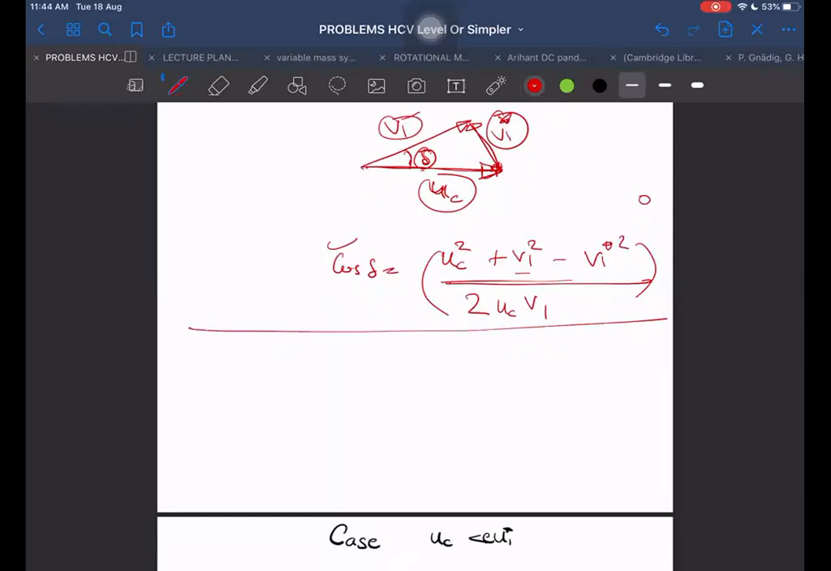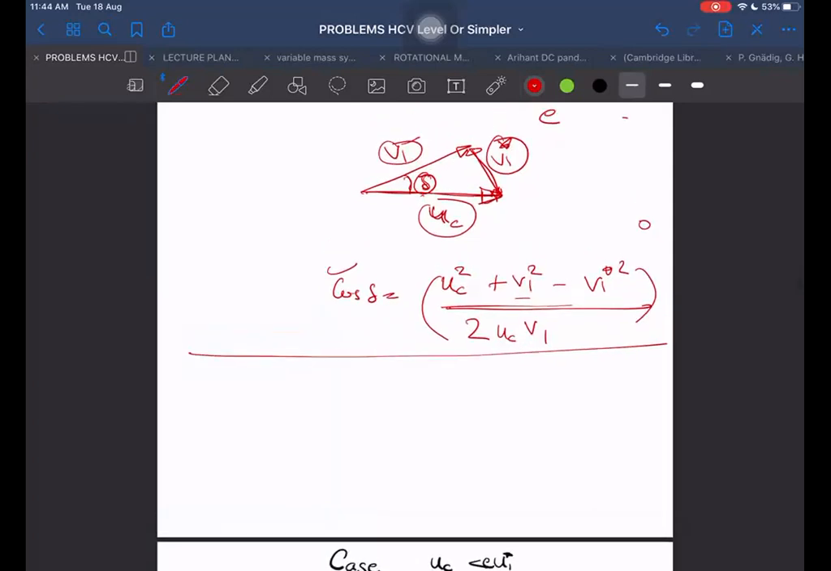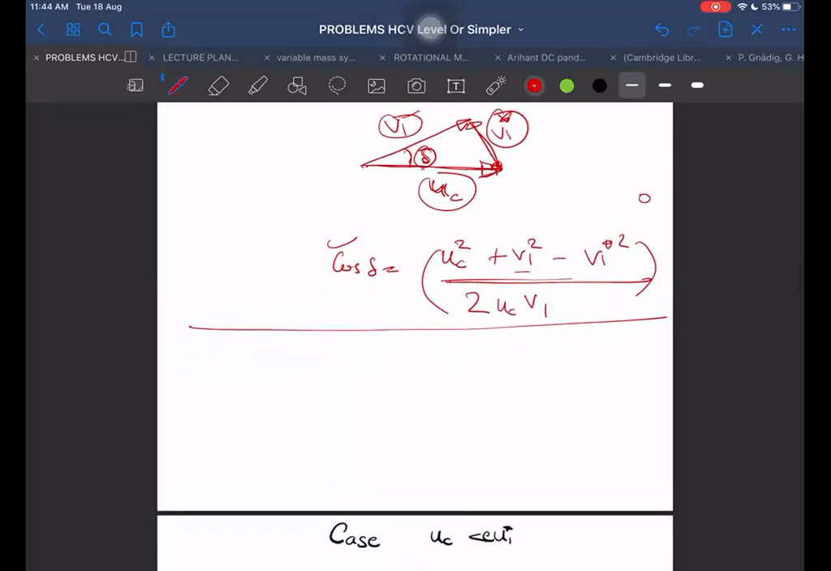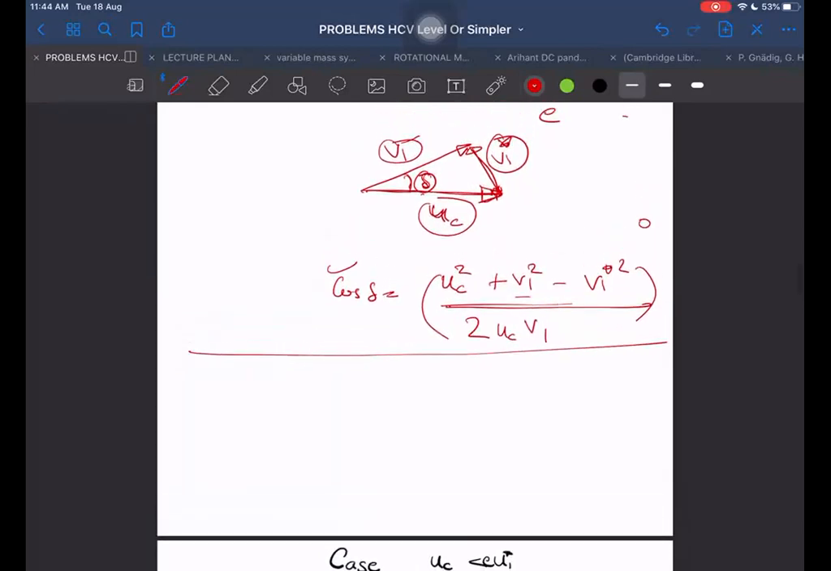If they say what is the final kinetic energy, can you still get it? By final kinetic energy, half into m1 into V1 square, I think, no, then it will be tough.